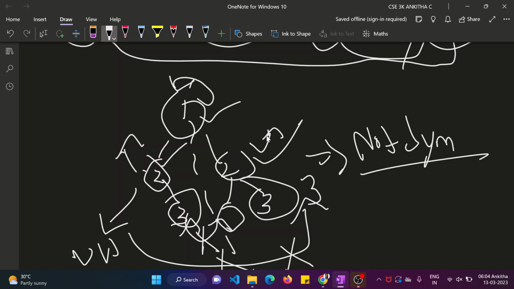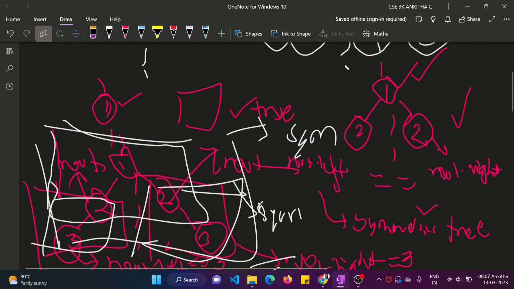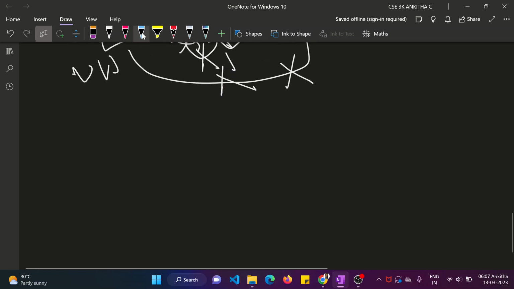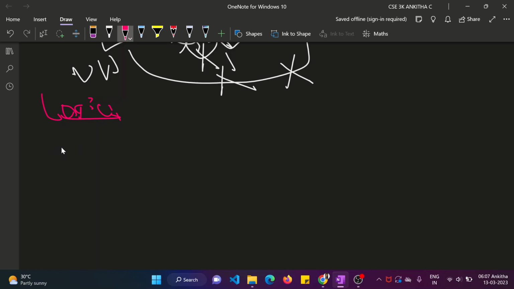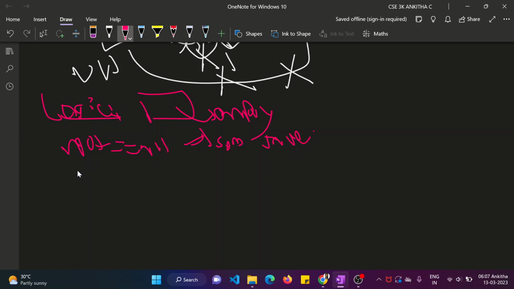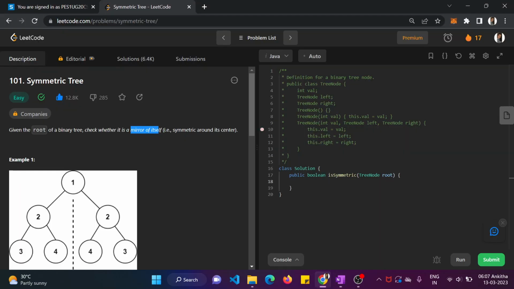So how to write the logic? First, we need to check the condition if root equal to null. If root equal to null, there is nothing. It's an empty tree. So that is symmetric. So you return true. Next, you have to call a function. You have to make a function same as the boolean is symmetric. But in that tree node, root dot left and root dot right should be given as the argument.